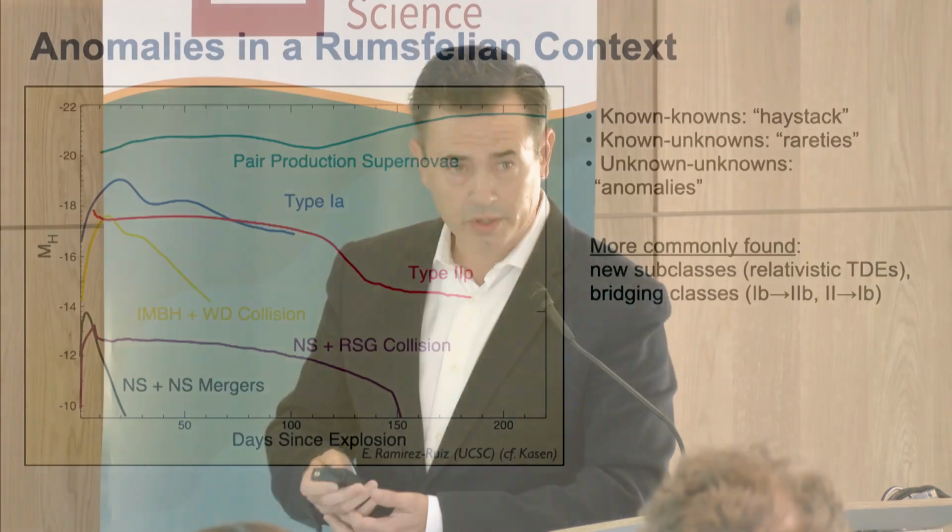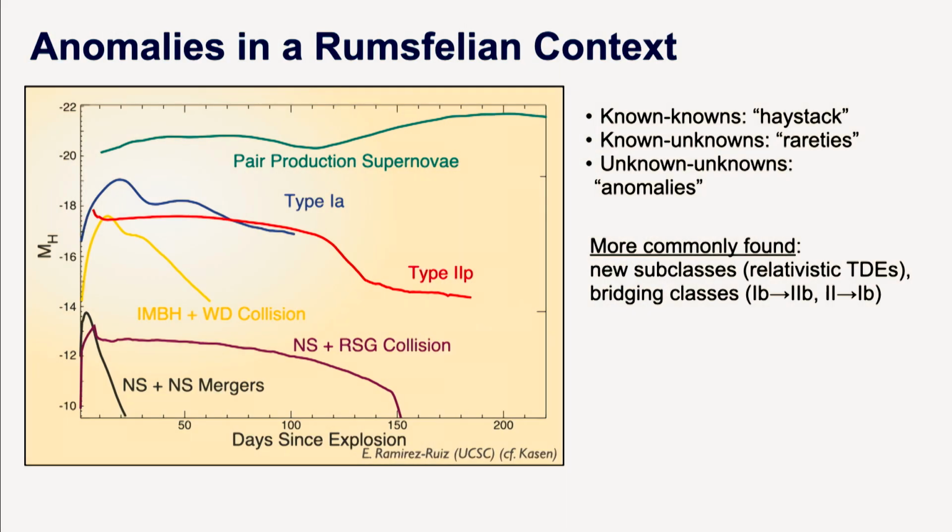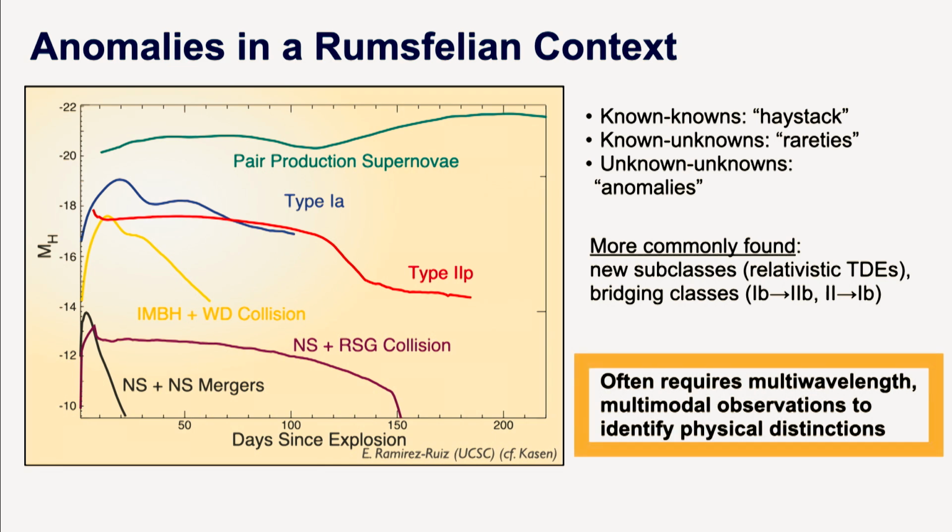But what's very clear is that for us to have a full, complete picture of the physics of these anomalies, we often need to get follow-up that doesn't just come from one telescope in a few bands, but we need to get this at multiple wavelengths, and we need multimodal observations to be able to truly understand if we are looking at something novel.